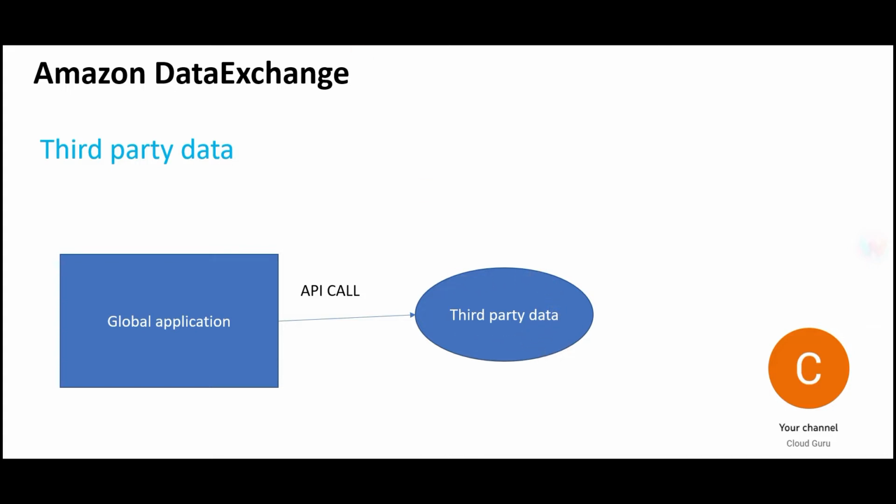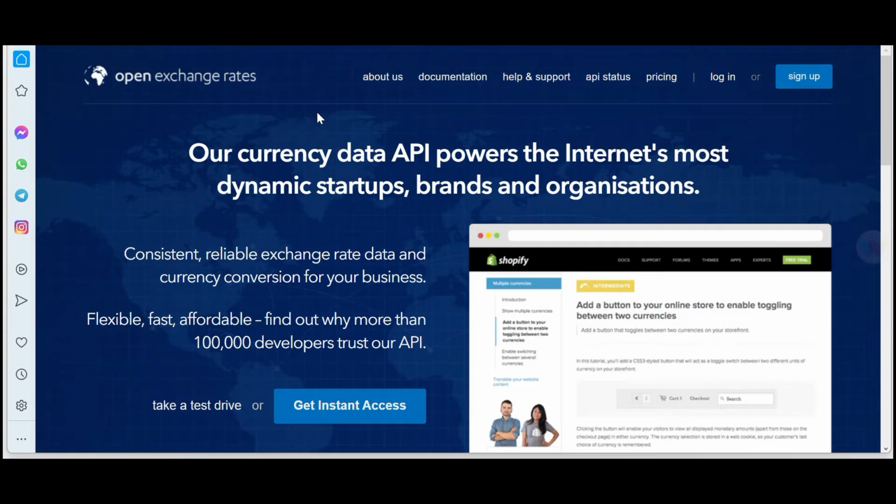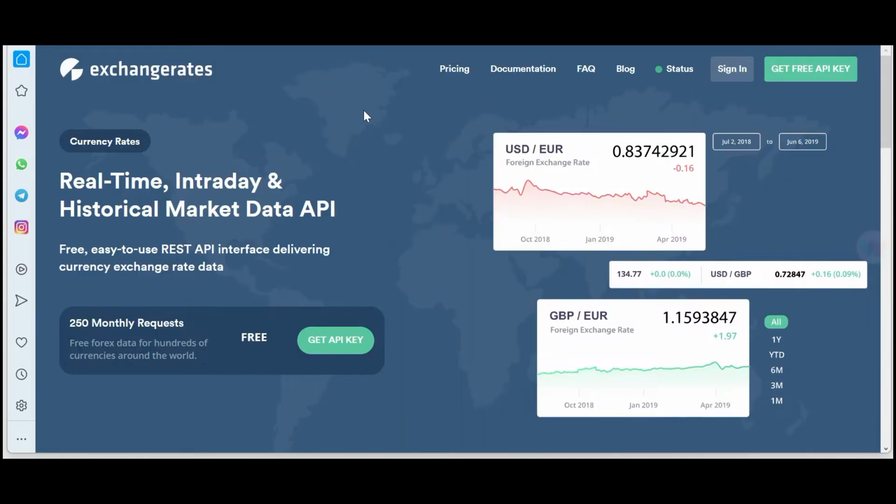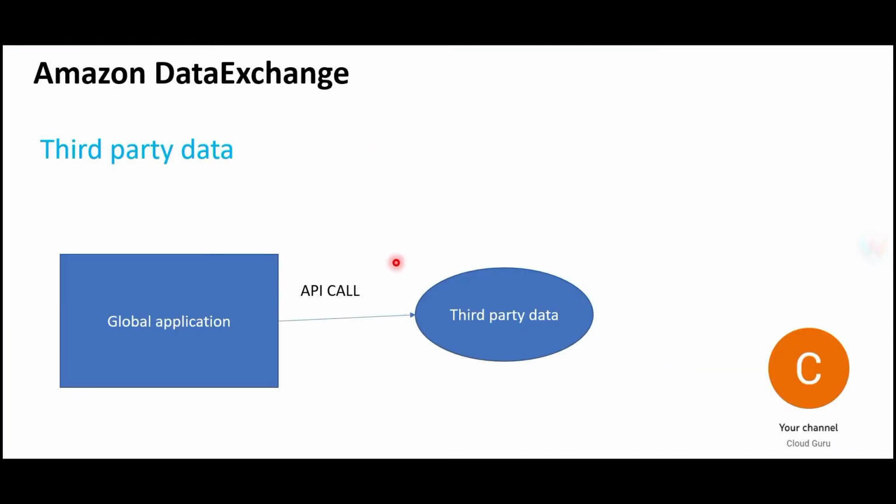So which are those third parties? Some of them, for example, are Open Exchange Rates, MoneyPHP.org, and a company called Exchange Rates. You can use API calls and get those exchange rates. So it becomes very easy for you as a client not to worry about the data or the refresh of the data. These third-party companies will make sure that the data is always refreshed. You know that the exchange rates keep changing day by day, hour by hour, minute by minute. So that exchange rate data company would take care of refreshing the data sets.